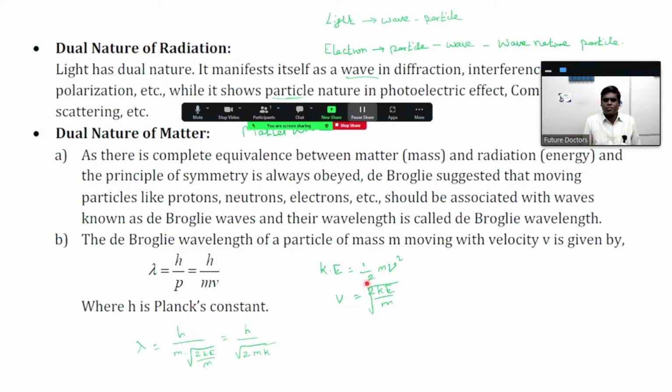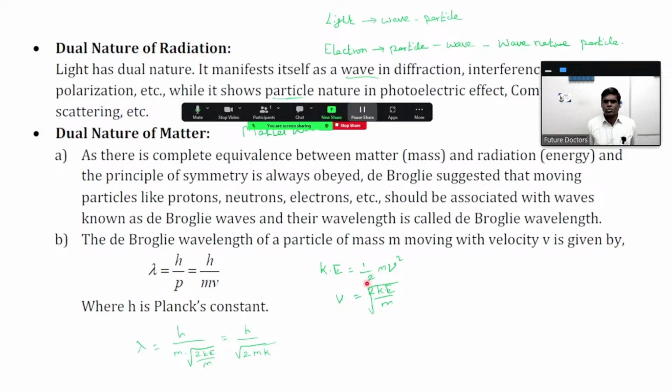As there is complete equivalence between matter, that is mass, and radiation energy, and the principle of symmetry is always obeyed, de Broglie suggested that moving particles like protons, neutrons, electrons, etc. should be associated with waves known as de Broglie waves, and their wavelength is called the de Broglie wavelength.